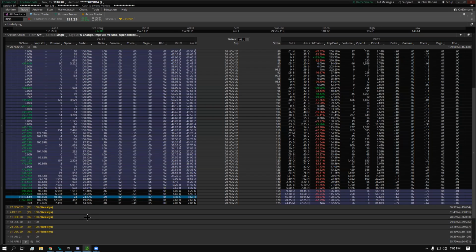If you guys just pay attention to this and start trading using these tips, you're going to see your trading improve a lot.